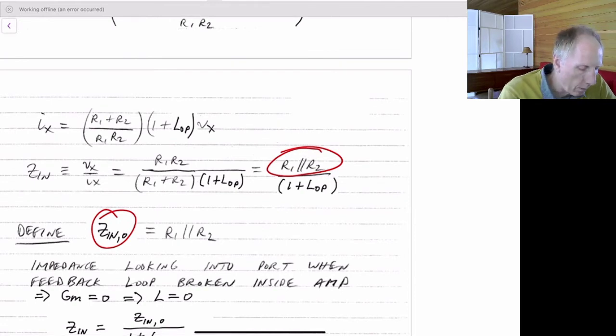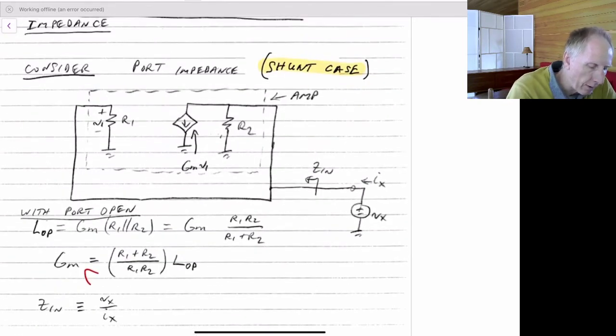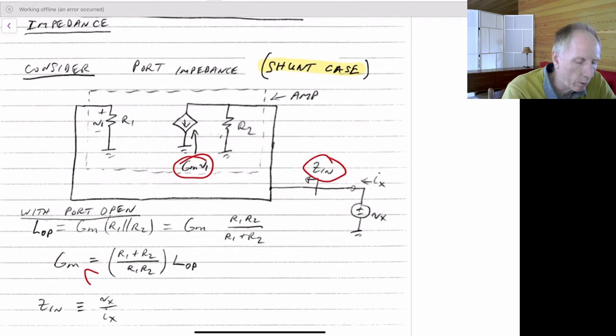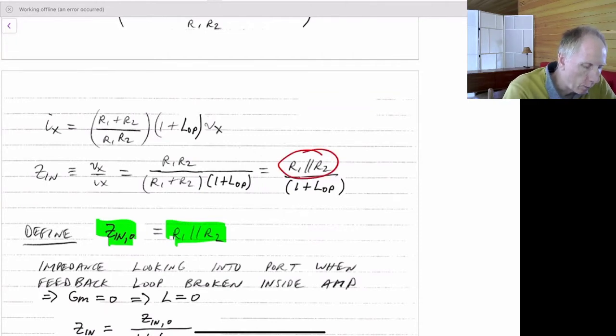So in this case here then, what we see is that we're defining the impedance looking into this node when we break our loop gain, and we can break our loop gain just by setting Gm equal to 0 here. If we set Gm equal to 0, the loop gain is broken, all the impedances are set correctly, and we just find that Zin is equal to R1 in parallel with R2. So Zin comma 0, if we looked at the circuit, would be equal to R1 in parallel with R2, and so it's been defined to be that.